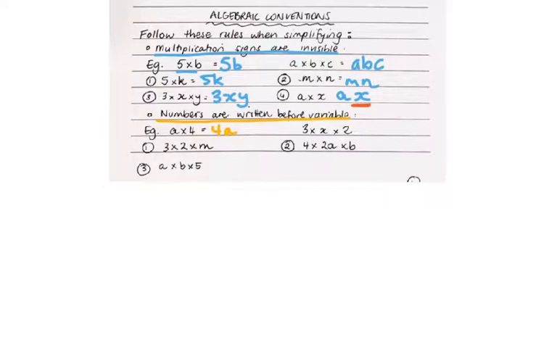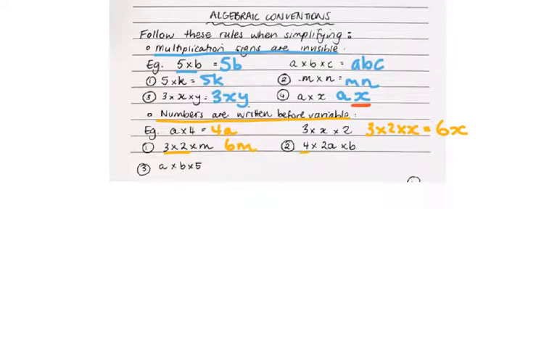So in the next example, we've got 3 times x times 2. So here we've got 3 times 2 times x. And we can actually simplify that further because we can simplify 3 times 2, which equals 6. So that is 6x. The next one are some questions that you can do. So 3 times 2 times m. Again, we're going to do 3 times 2, which is 6m.